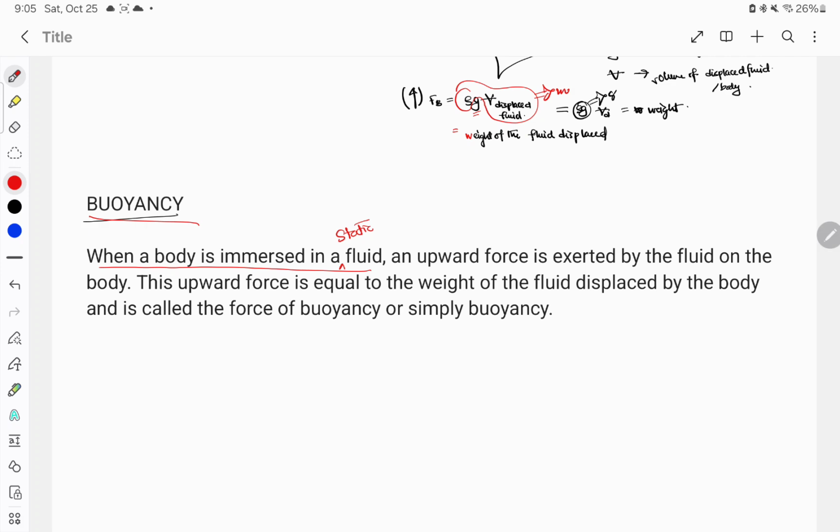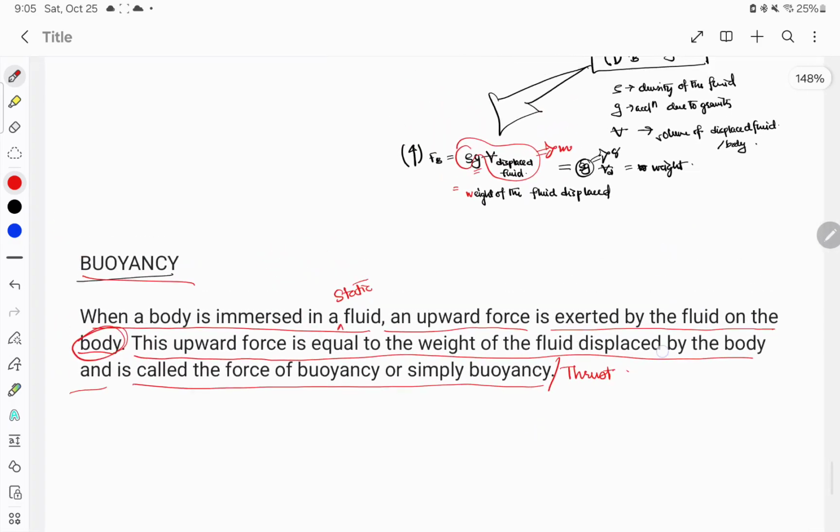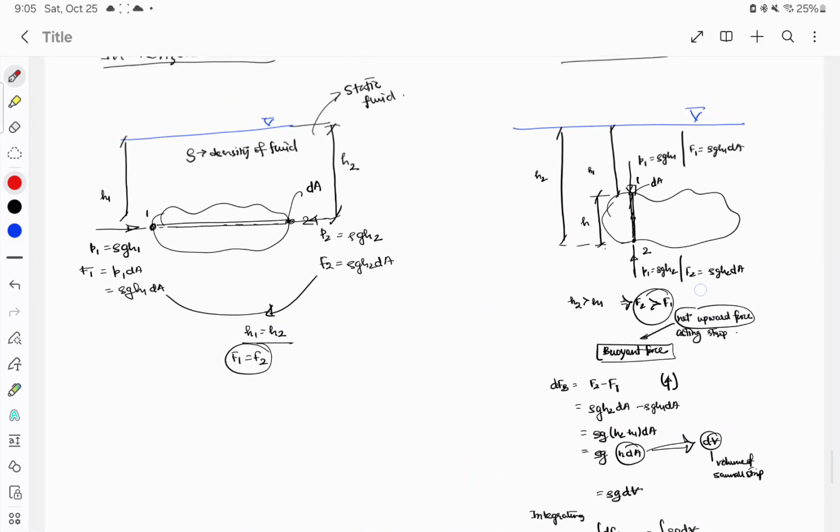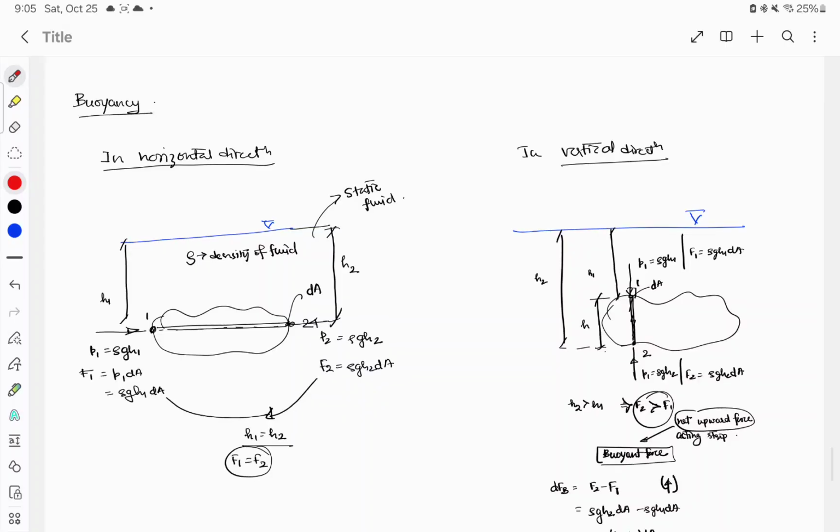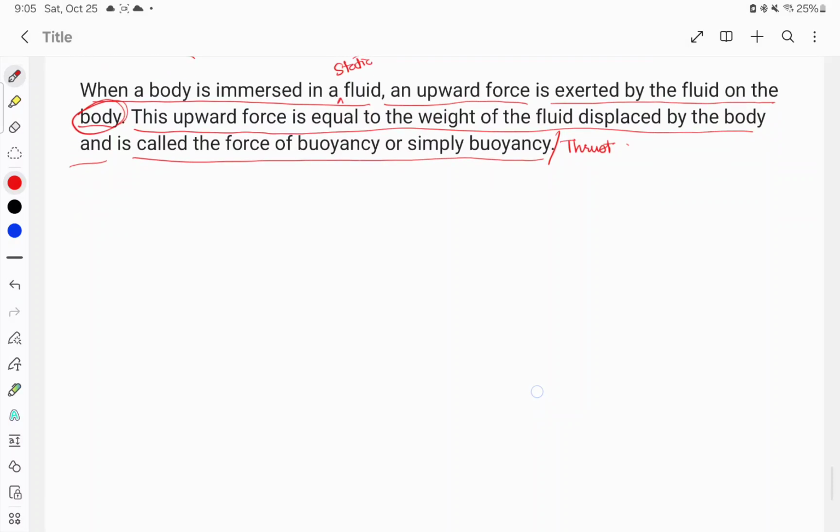So an upward force is exerted by the fluid on the body. This upward force is equal to the weight of the fluid displaced by the body and is called buoyancy, or simply buoyancy, or thrust. It is also called thrust. I have already derived that it is the upward force in the vertical direction, and that in the horizontal direction for static fluids there is no force acting.